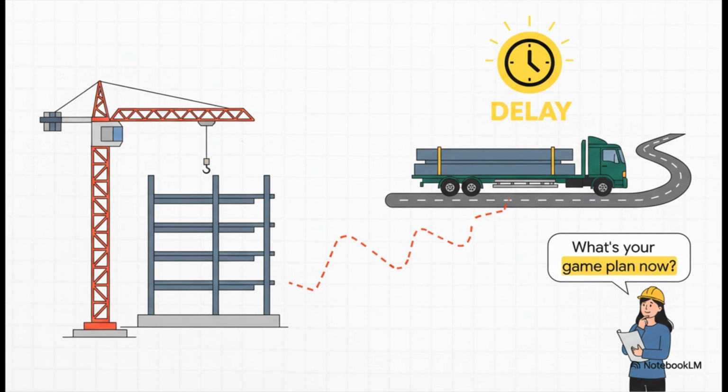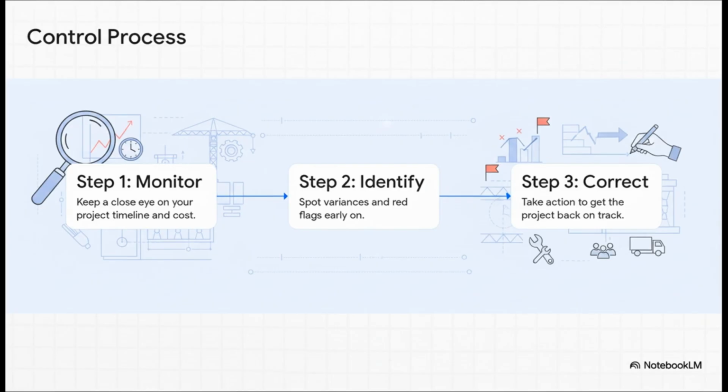So, what's the game plan? You follow a simple but really powerful process. First, you're monitoring progress constantly, so you know the very second those beams are late. Step 2, you identify the variance. You see the schedule slipping, and you can calculate the impact. Then, step 3, and this is the most critical part, you take corrective action. Can you speed up other tasks? Can you bring in more workers? Or maybe find an alternate supplier? The point is, you don't just watch the problem happen. You get in there and you solve it.